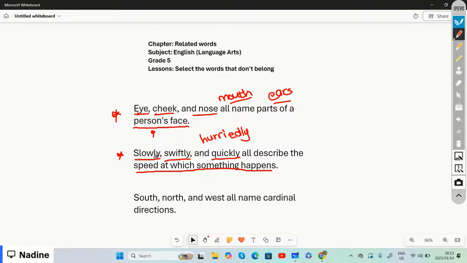And words like slowly, swiftly, quickly, hurriedly, they all are related words. They are related to one another because they basically describe the speed at which something happens. Things happen quickly, things happen slowly, swiftly, and so on.